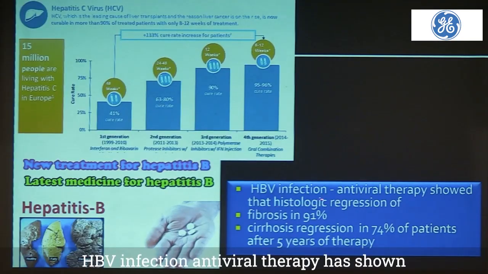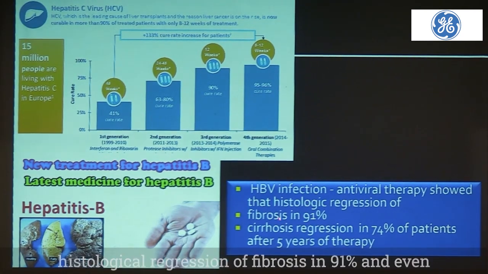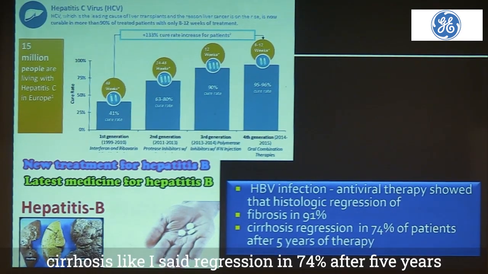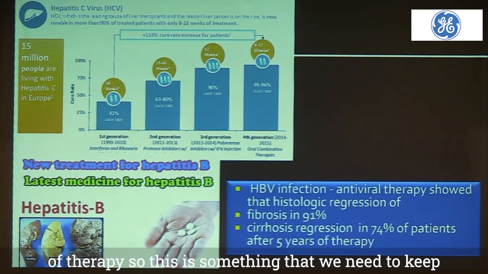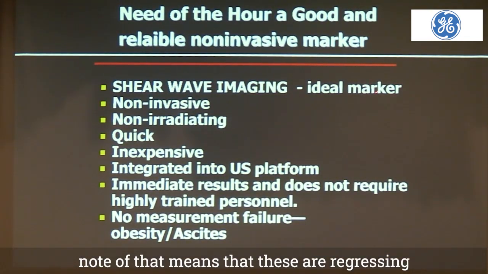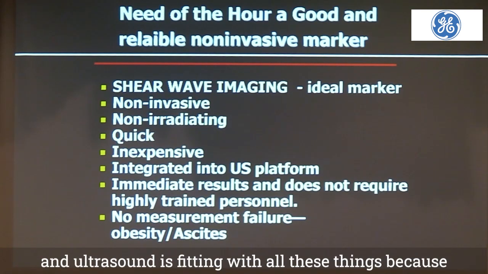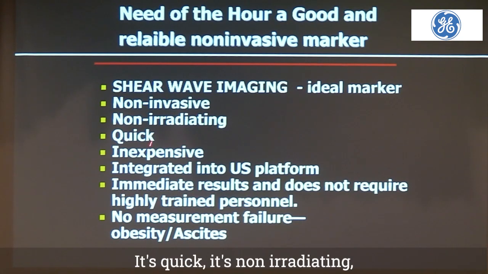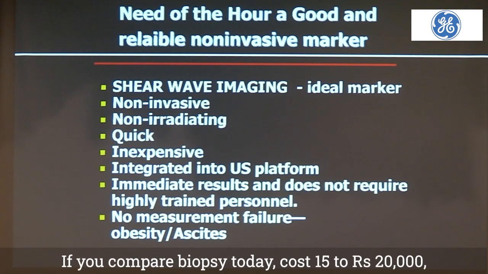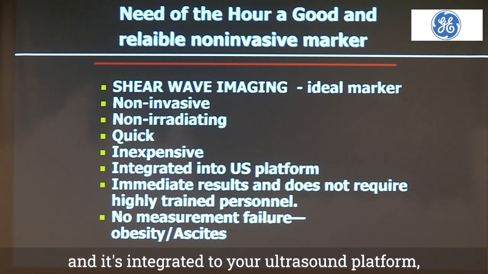And the same, HBV infection antiviral therapy has shown histological regression of fibrosis in 91%, and even cirrhosis, like I said, regression in 74% after 5 years of therapy. So this is something that we need to keep note of. That means that these are regressing pathologies. So we need a non-invasive technology, and ultrasound is fitting with all these things because it's quick, it's non-irradiating, it's relatively inexpensive. If you compare, biopsy today costs 15 to 20,000 rupees, and it's integrated to your ultrasound platform.